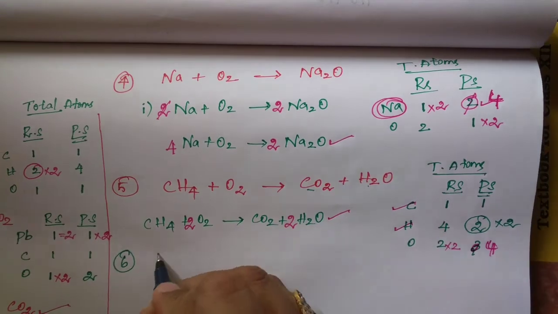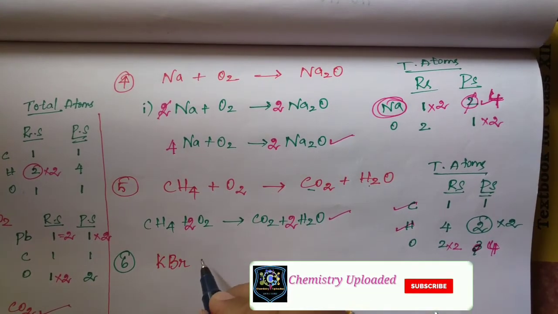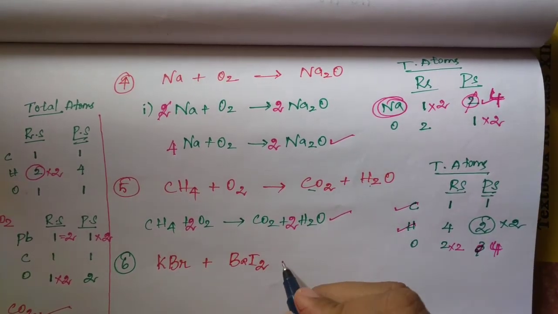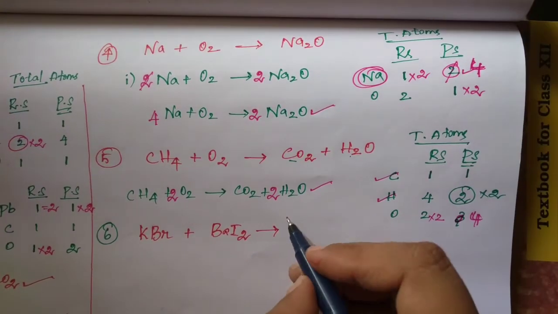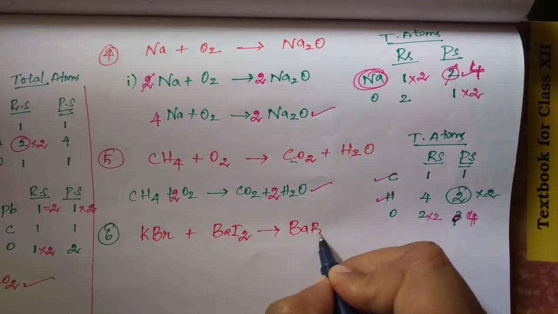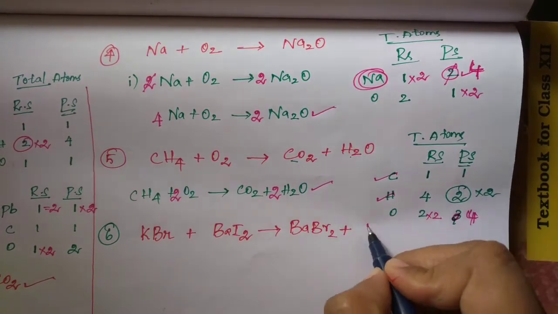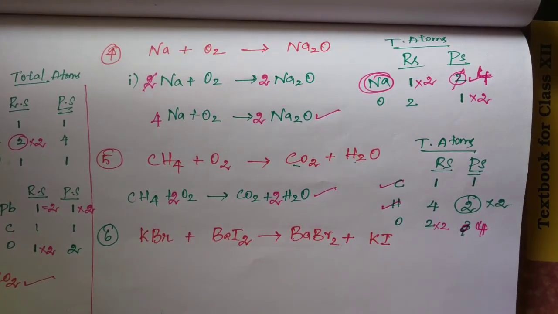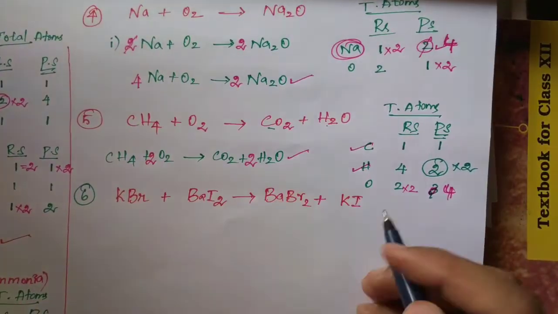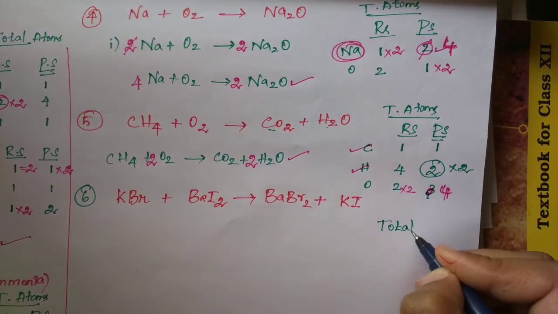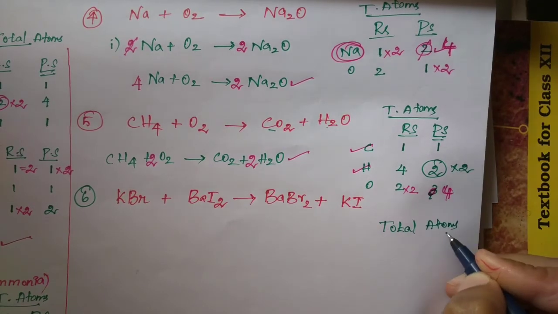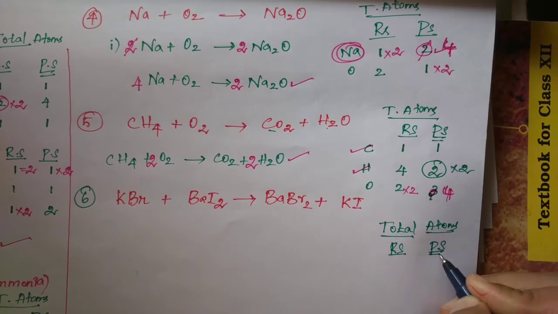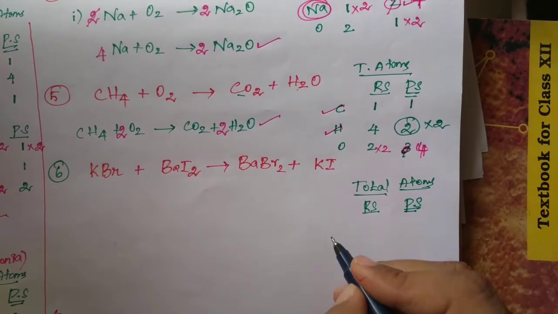Next example, KBr, that is potassium bromide plus barium iodide, gives barium bromide BaBr2 plus potassium iodide. This is the equation, students. So now trick number 1, total number of atoms. Total atoms, reactant side, product side. So what are the atoms involved?